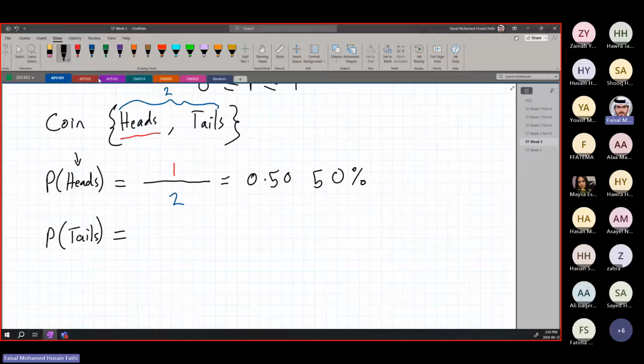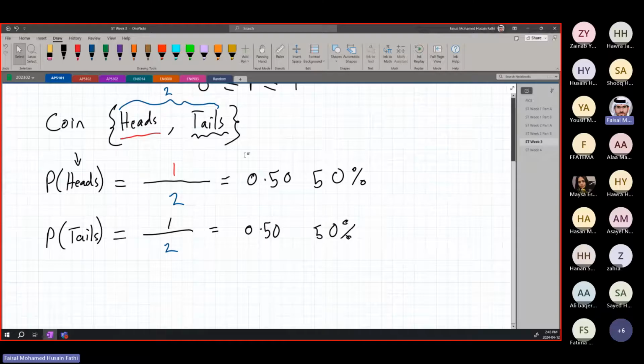Same thing for tails. What is the probability of tails happening? Again, we have one tails, so it's going to be 1 over 2, where 2 is the total sample space. So it's also equal to 0.50, which is a 50% chance. Very easy. This is a very basic example.